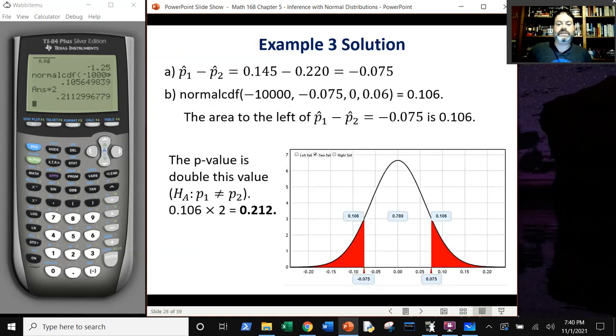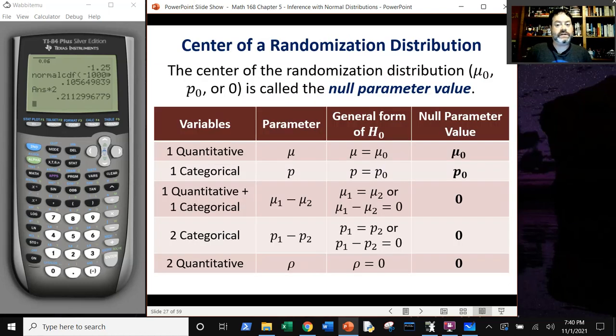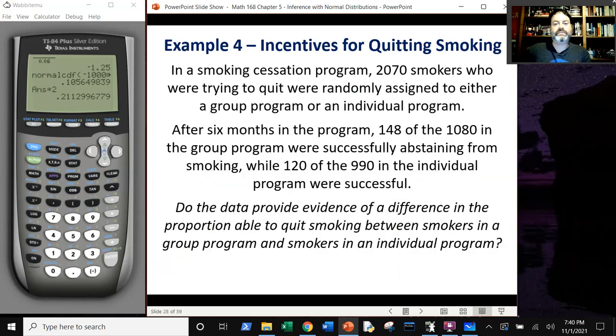All right, well, there's all the answers, right? As you can see, I did everything in StatKey and on the calculator, right? Here's the calculator. All right, let's do one more. There's really not much else going on in this section. Oh, here's the null parameter values. This is a copy of the slide from Chapter 4. That is a reference slide for you. I'm not going to talk about it.